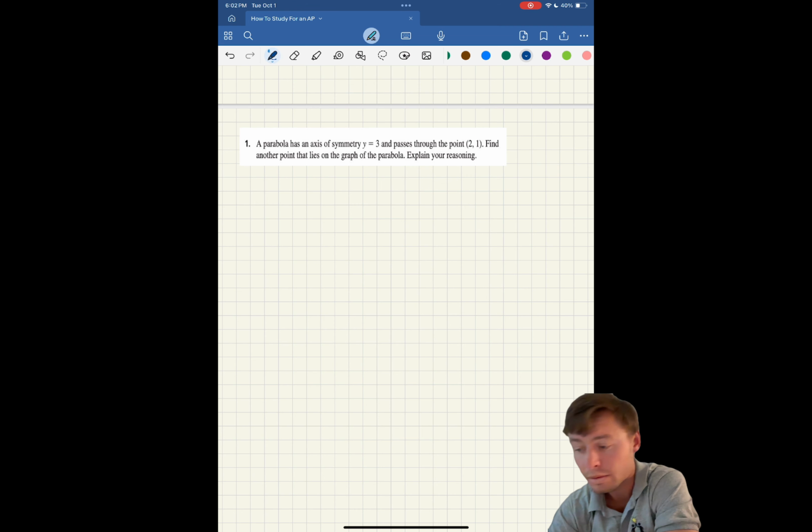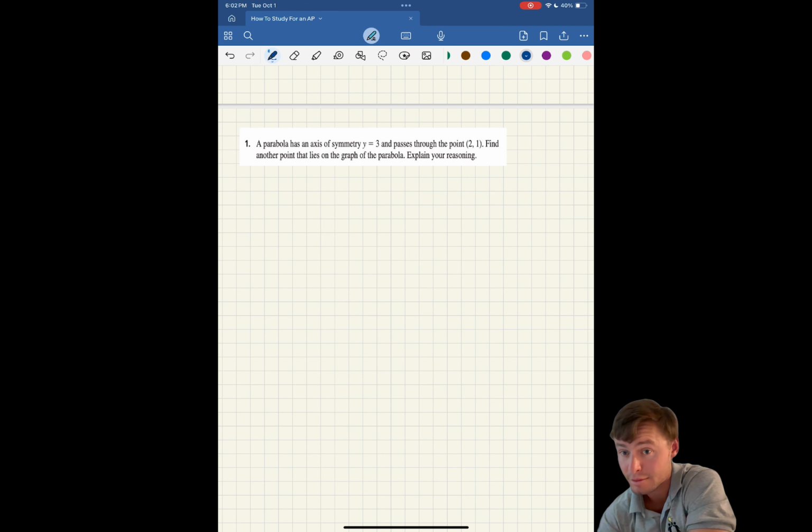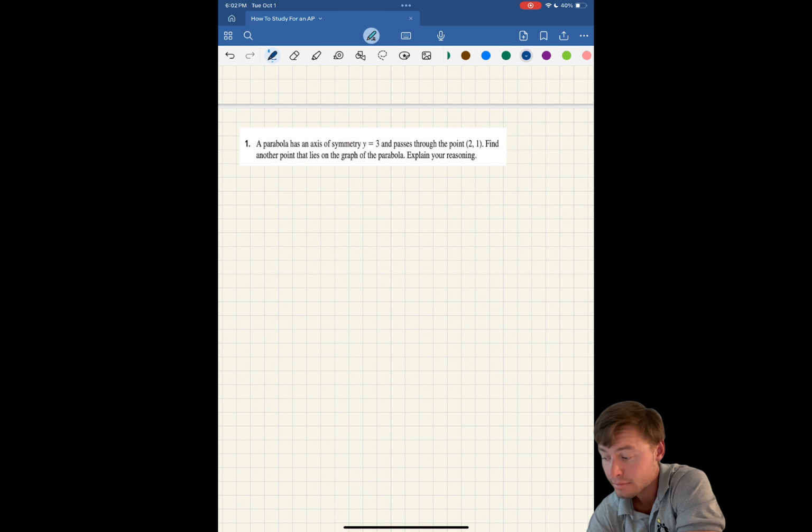All right, so question number 1 reads, a parabola has an axis of symmetry of y equals 3 and passes through the point (2, 1). Find another point that lies on the graph of the parabola.